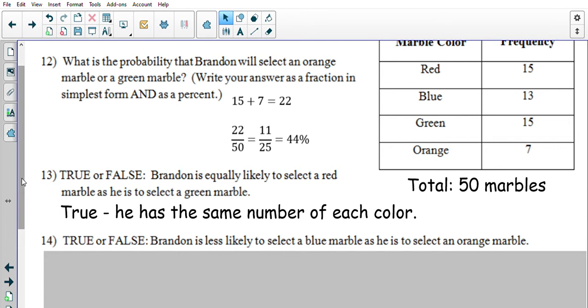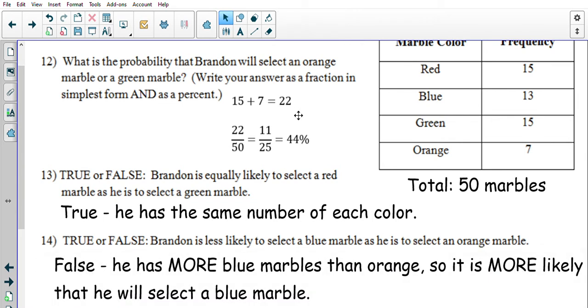Number 14, Brandon is less likely to select a blue marble as he is to select an orange marble. Well, this is false. We have more blue than we do orange, which means it's actually more likely for him to select a blue marble. Again, does this mean if we made, let's say, 10 selections, we would select more blue than orange? Not necessarily, because again, experimental probability may look a little different than theoretical probability.